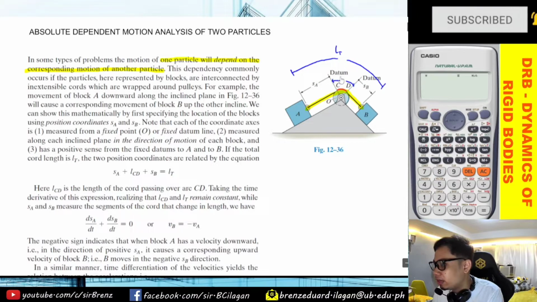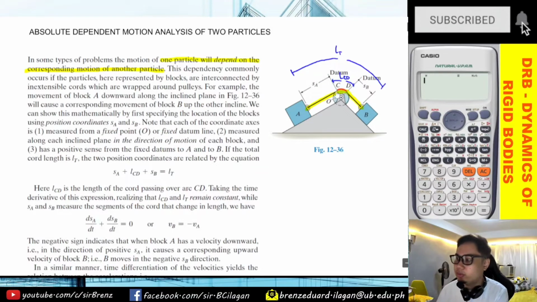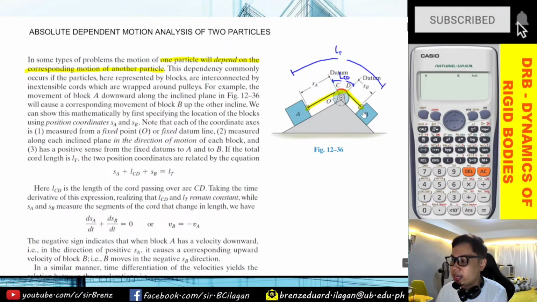Hindi naman kasi nagbabago yan. Ano? So, yan yung length nung cable or nung portion na CD. Ito yung nakalapat na portion doon sa ating pulley. Ngayon, ang may tendency lang kasing mag-iba ng value is yung S sub A natin and yung S sub B. S sub A will have a greater value if continuously umaakyat na siya. Ano? So, mangyayari naman dito sa S sub B natin is unti-unti siyang liliit. Ano? So, vice versa lang.